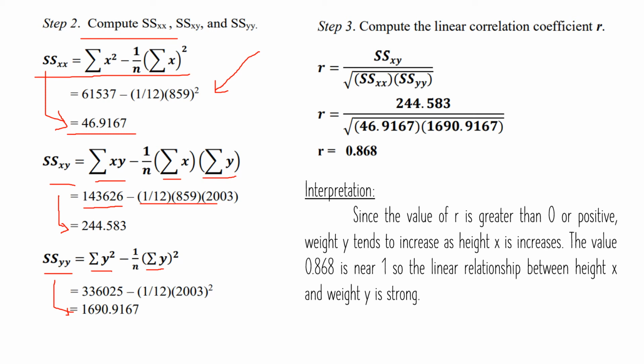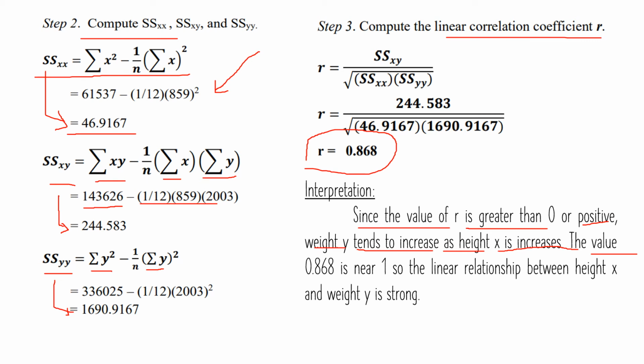With these three values, we now simply substitute the three values to your given formula for R, the linear correlation coefficient R. As we simplify the values that we substitute in the formula, our value now is 0.868. Since 0.868 falls near 1, and since the value of R is greater than 0 or positive, weight y tends to increase as height x increases.